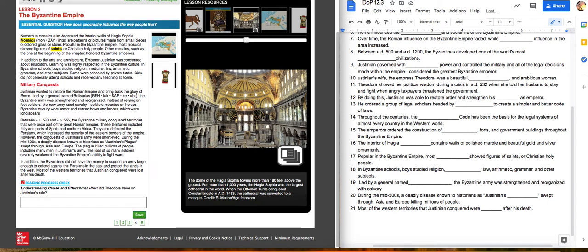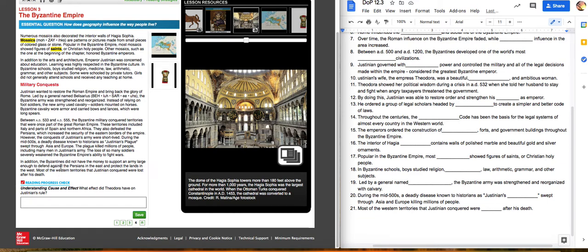During the mid-500s, a deadly disease, known to historians today as Justinian's plague, swept through Asia and Europe. The plague killed millions of people, including many men in his army. The loss of so many soldiers severely weakened the empire's ability to fight wars, guys. So you got number 20 in your notes, just bad luck. It's like today when we lost people from the pandemic, guys. It's the same thing. So this is costing millions and millions of people their life, weakens everything, opens the door.